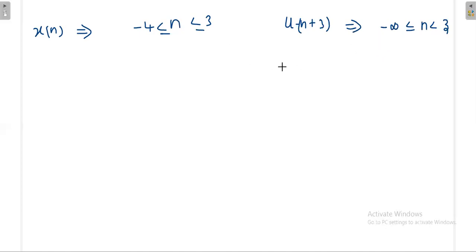So if you multiply x of n with u of minus n plus 3, definitely you will get x of n, there is no doubt, because whatever samples you need in between minus 4 to 3, it will provide the value of 1. For other values it will provide 0, but no problem. We need samples in between minus 4 to 3, and there it is providing 1. So the answer is x of n itself.